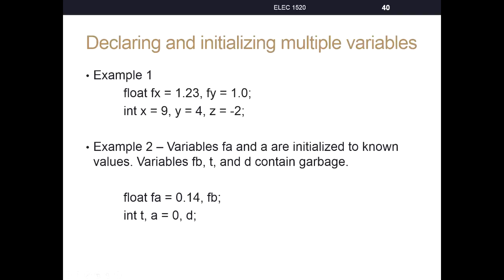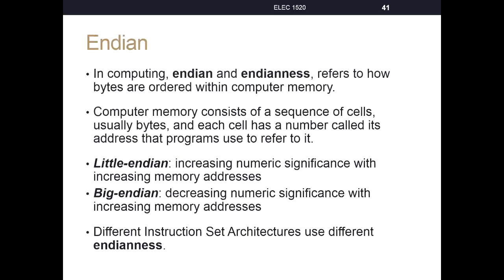We're going to declare a. We're going to store 0 in a. And then a comma to separate it from the next one, we're going to declare d, and d will have garbage in it. So fa and a both have initialized known values in our program, but fb, t, and d here have what we consider to be garbage values for our program.